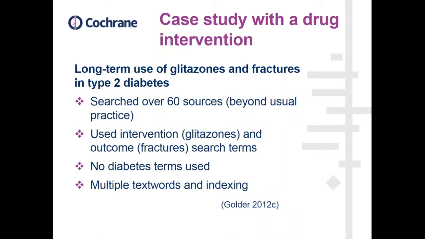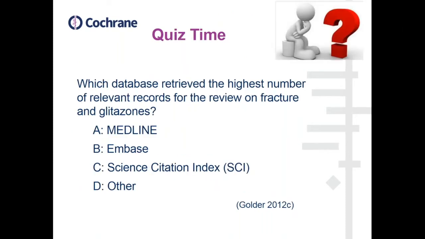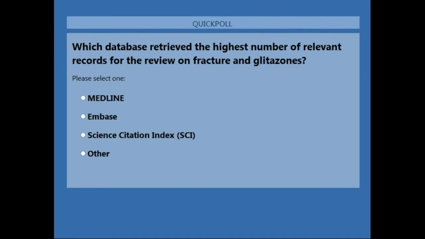So from those over 60 sources, I'd like to test to see what you think: which database do you think retrieved the highest number of relevant records for this review on fracture and glitazones? So it's over to the poll again. Do you think it was A, Medline, B, Embase, C, Science Citation Index, or D, any other? Over to you, Chris. Okay, thanks everybody. So that poll's now live for you to answer.